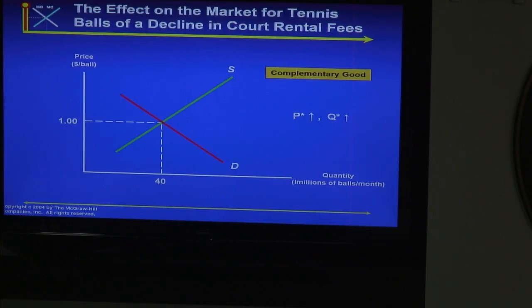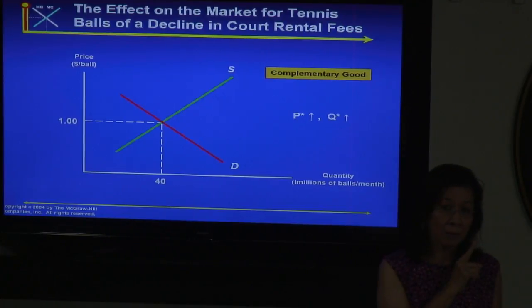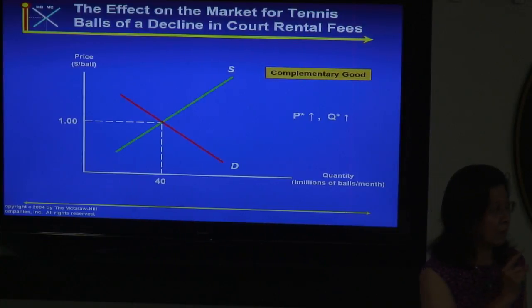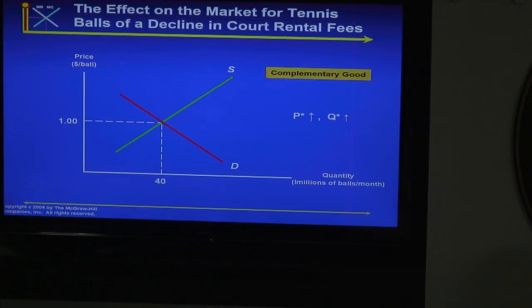So let's look at the title, the effect on the market for tennis balls. The word market there is a hint for you. When you do your homework problem, look for that word market. That will be the one that you have to show the graph. That's a hint for you. The effect on the market for tennis balls of a decline in court rental fees. Okay. So what this is saying is court renting is a service. So the price of court renting comes down. So you would expect people to play more tennis games, correct? Cheaper.